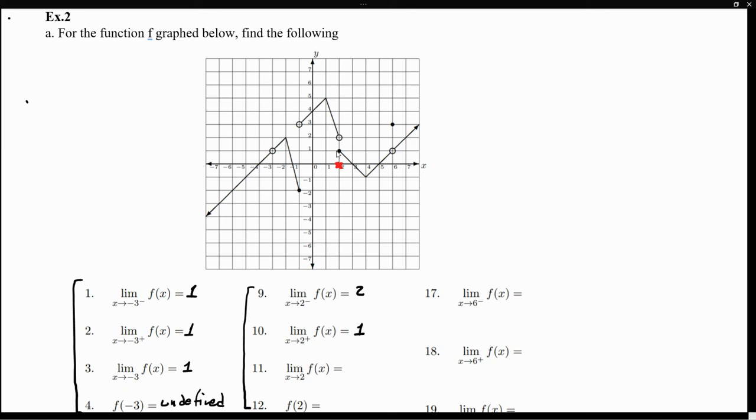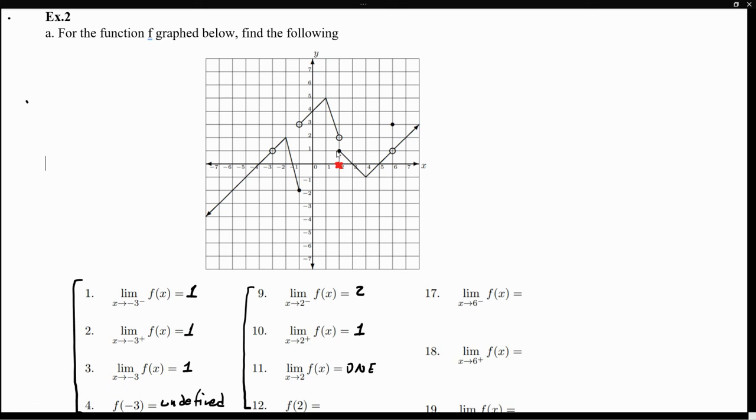So notice that from the left, I approach 2, and from the right, I approach 1. They don't approach the same value. So therefore, the overall limit does not exist, because the limit will only exist if the left and the right approach the same value. And this is very important. This is why we have this little notation here. The limit will only exist if the left and the right approach the same value, which in this case, they didn't.